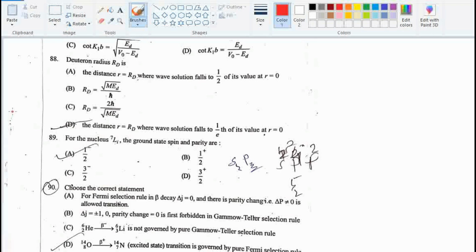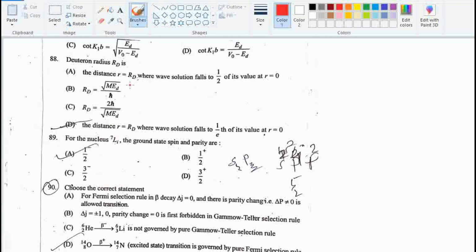Okay, now coming to question number 88. It is given to find the radius of a neutron, and there are four options. In the first option, it is given that the distance r equals RD, where the wave function falls to 1 by 2, 50% of the value of the wave function at r equal to 0. In option B, it is given root over of m e d by s cut, and option C, 2 s cut by m root over of m e d.